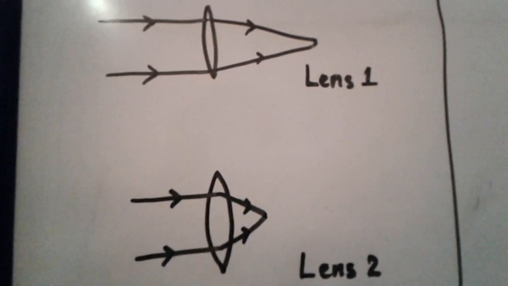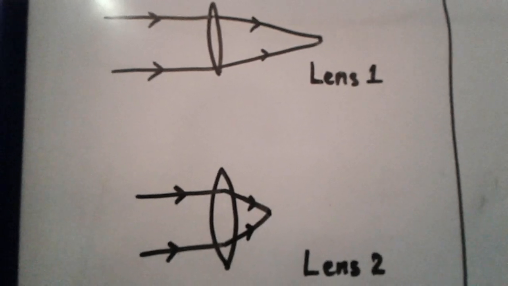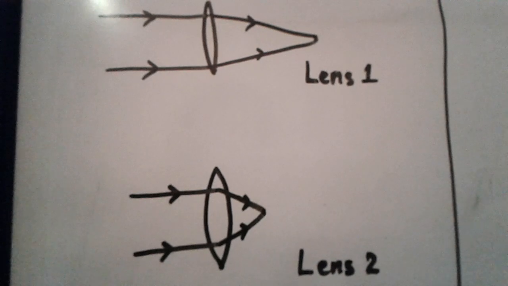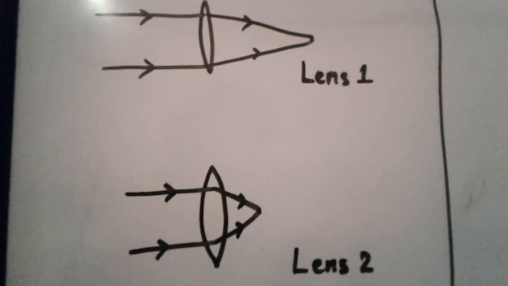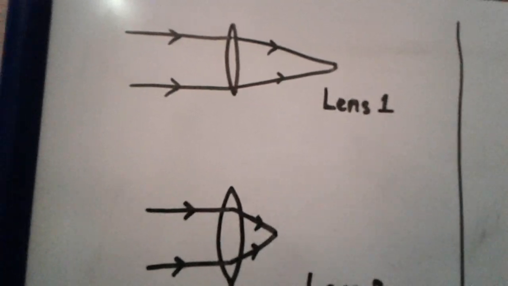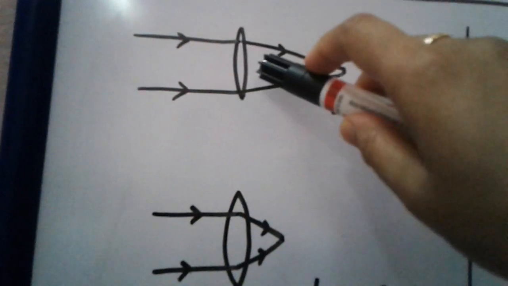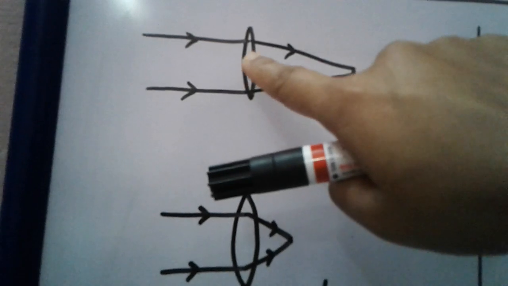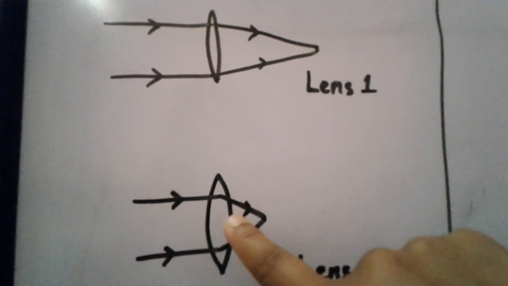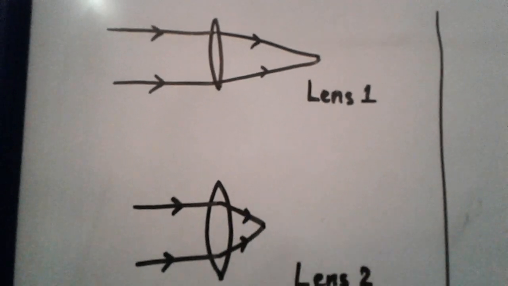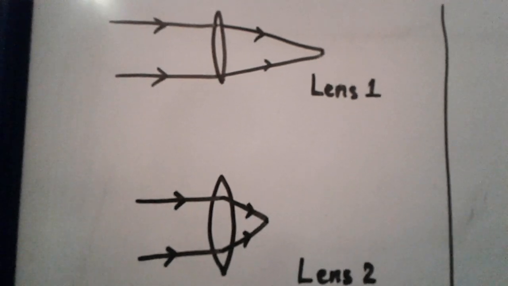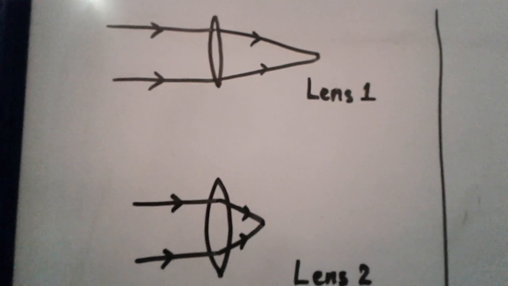Whereas in the second lens, the degree of convergence is quite high, and therefore the parallel rays meet very close to the lens. You can see in both of the lenses, right? In the first lens, see the bending here, the bending is very less, and here the bending is quite much, and therefore lens 2 is bending the light rays more than lens 1.